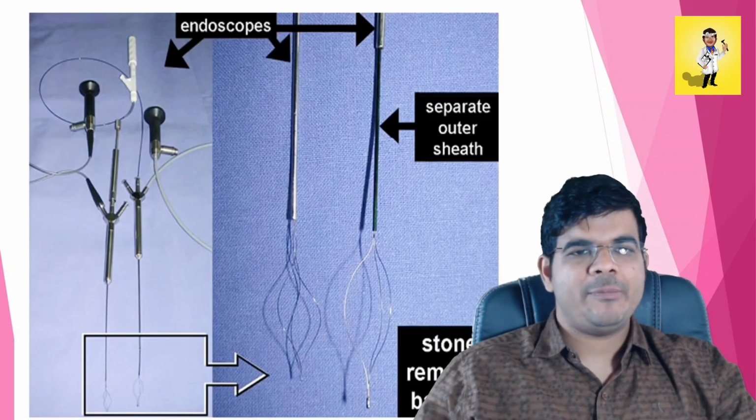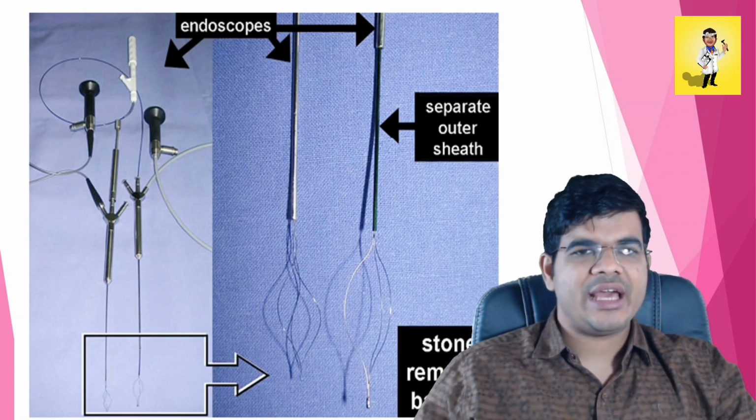For that, you have to do irrigation through the irrigation channel. Normal saline is used for irrigating, and after that you can remove the stone when you visualize it with the help of a basket or graspers. Okay, with the help of a basket or graspers you can remove the stone if it is less than 7 mm. If it is a large stone, you will have to downsize it.